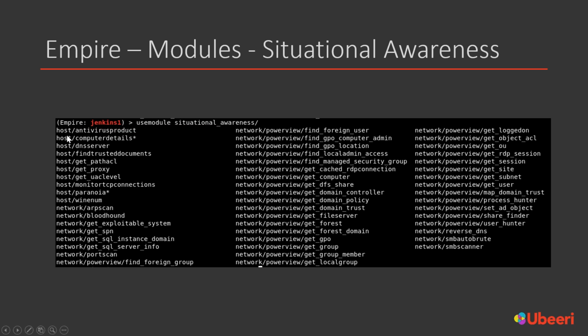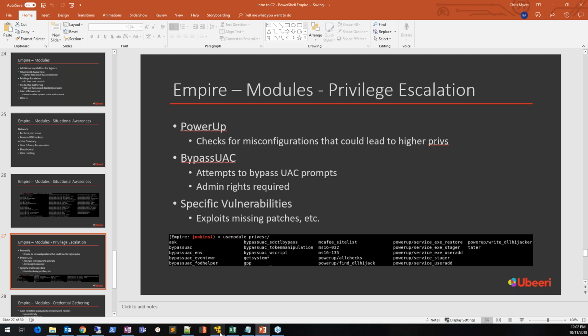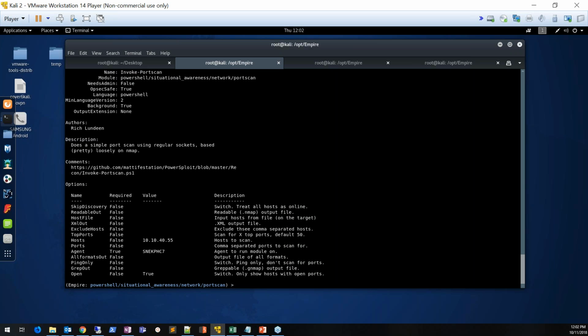So like I said, there's a lot of situational awareness modules. We're just going to show you the port scan and some of the AD group stuff. So to use any module in Empire, just like the other commands, you say use module. And then since we're doing situational awareness, you type out situational awareness, and you can do network and port scan.